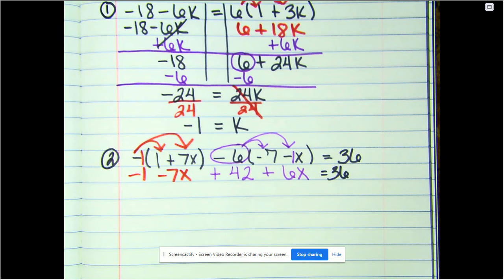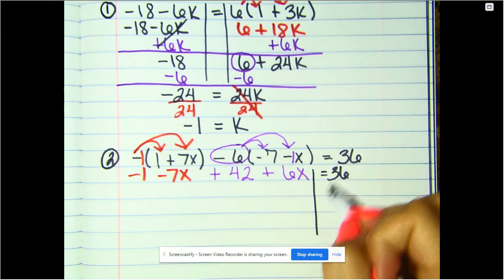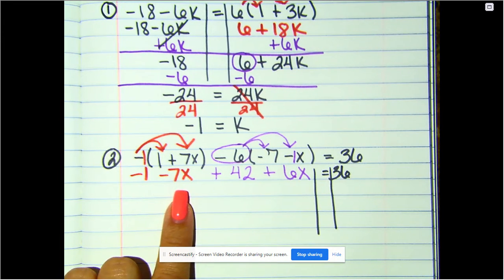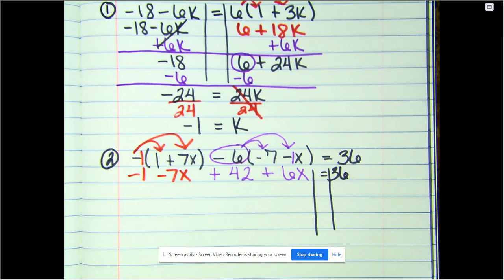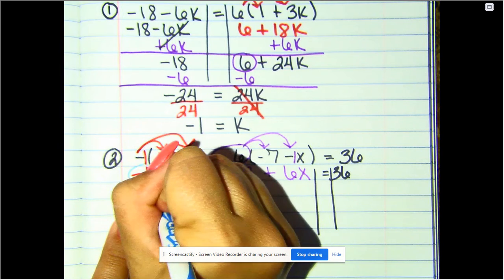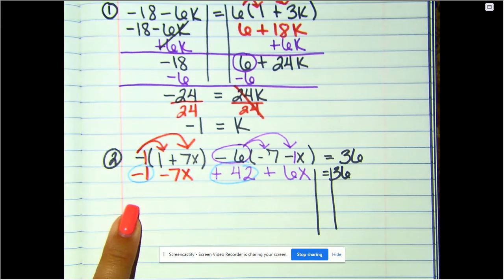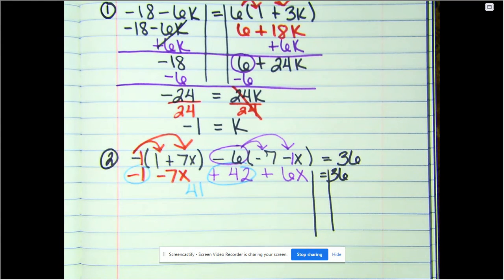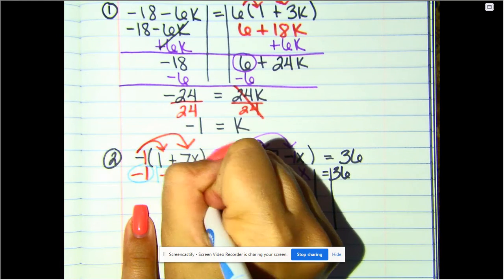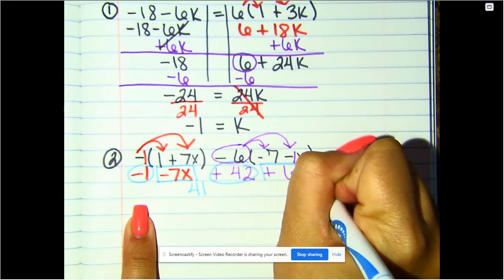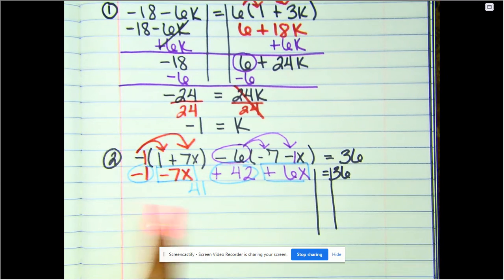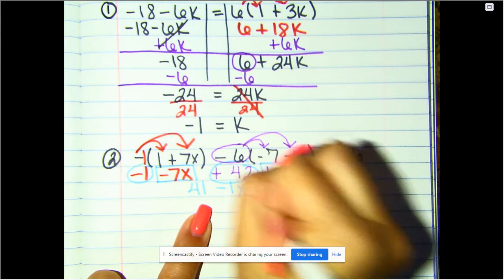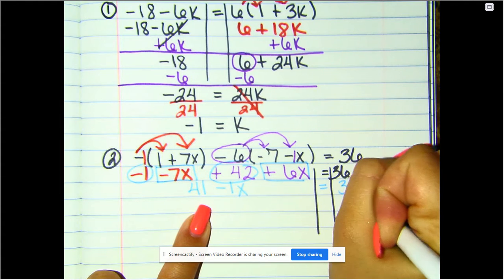Now from here, we can start moving pieces over our equal sign if we want to, but something else that I noticed is that we have like terms on this side. So I'm going to go through and put the like terms together. So let's go ahead and do negative 1 and positive 42. As I put those together, I get positive 41. Then let's go ahead and put the negative 7x and the positive 6x together. Okay, when I do that, I'm left with negative 1x is equal to 36.